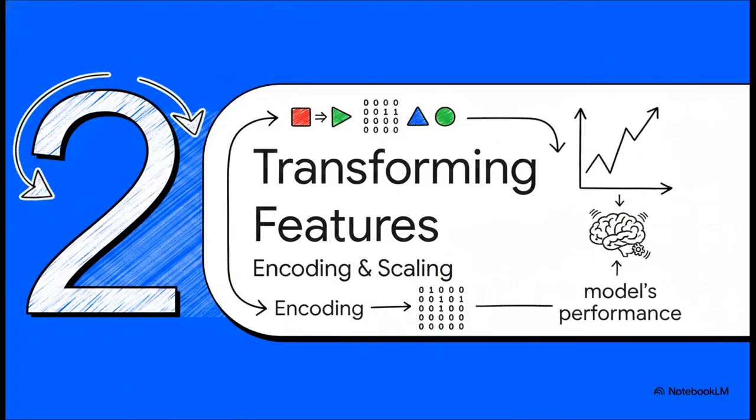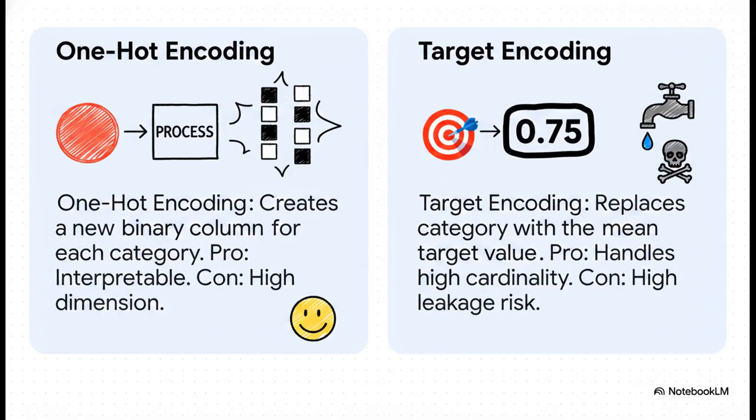Okay, so our data is now complete, no more missing values. The next step is getting our features ready for the model. This usually comes down to two big things, encoding our categorical variables and scaling our numerical ones. And the choices you make here, they can totally make or break your model's performance. For categorical data, you've got two main players, one-hot encoding and target encoding. One-hot is the safe, simple choice. It just makes a new column for every single category. The problem? If you have a feature with thousands of categories, your dataset just explodes.